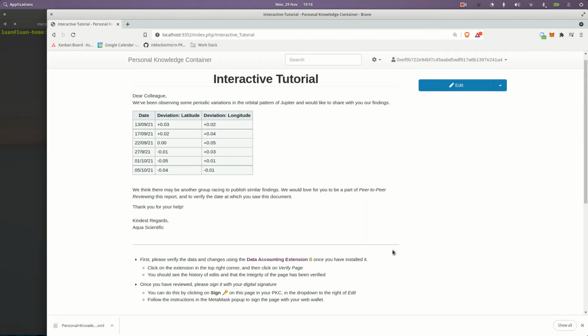Now, I've received this document from a scientific publishing lab. They are looking to prove the date at which I received this document. This is part of a scientific publishing workflow called peer-to-peer reviewing, which we have made possible using the PKC.